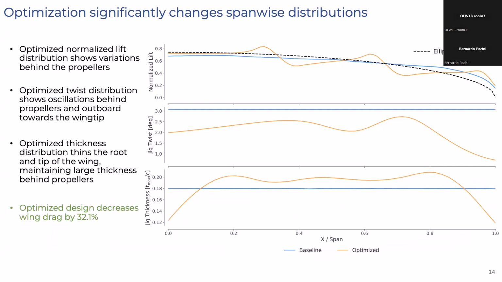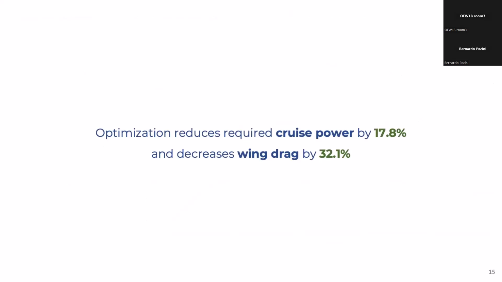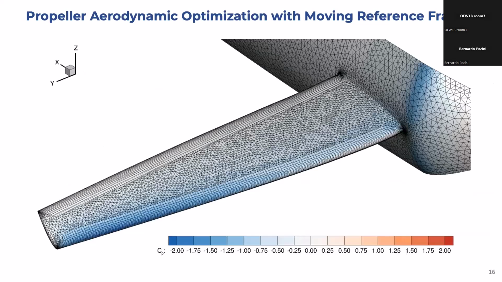And what was great about this optimization is that we were able to improve the design by decreasing the wing drag by 32.1%. So ultimately, this optimization reduces the required power by 17.8% and decreases the wing drag by 32.1%. Moving to our next topic. Once we've done the lower fidelity propeller modeling, we want to look at it in more detail.